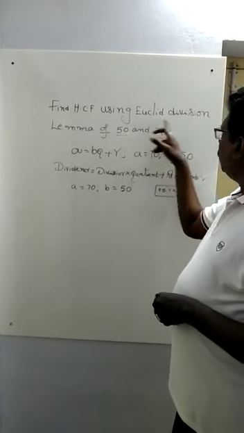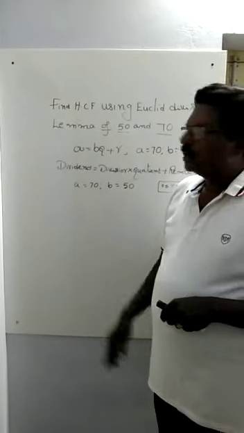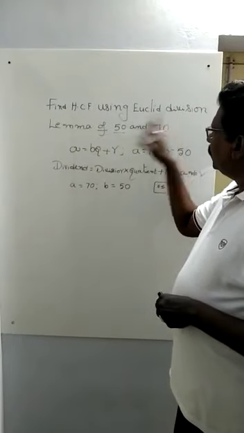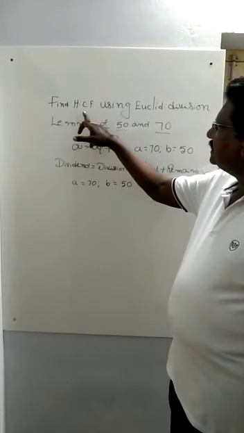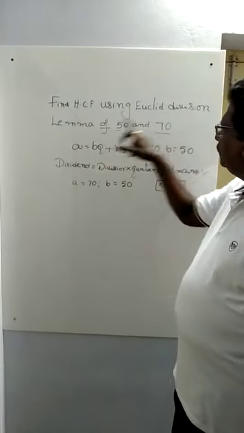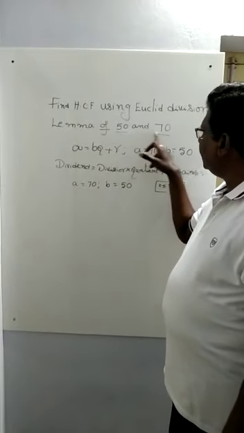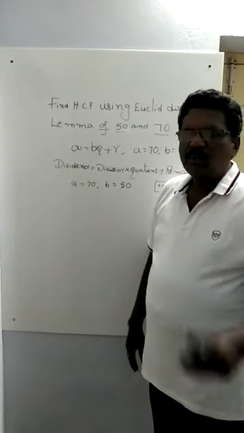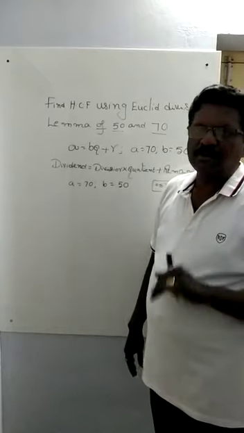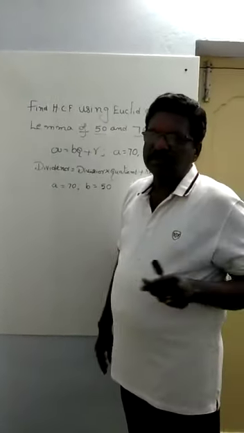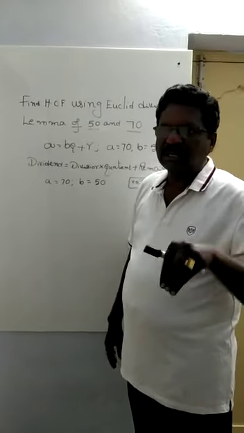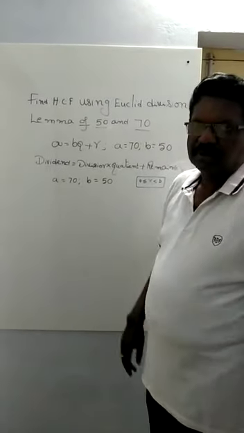Discussed using Euclid division lemma. Euclid division lemma upayoginchi HCF find out chestunnam. Find HCF using Euclid division lemma of 50 and 70. Euclid division lemma upayoginchi HCF ela maamuluga manam division method lo nechukunnam. Euclid division lemma lo kuda problems practice chesaru, meeru aina sare marokka sari discuss chestaam.